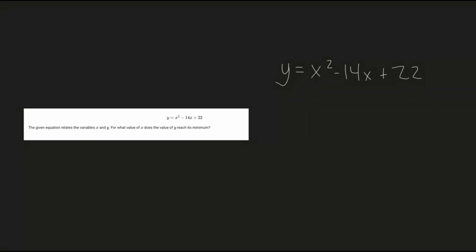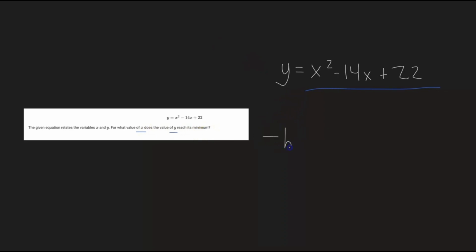The given equation relates the variables x and y. For what value of x does the value of y reach a minimum? So here, first off, this is a quadratic equation, right? And it wants us to find the value of x when y reaches its minimum. We can see that the coefficient in front of x squared is positive, and therefore it's going to open up that parabola. And so it makes sense that we're looking for the minimum, because the minimum here is going to be that vertex, right? And so if we're looking for the x value of the vertex, that's just the x coordinate of the vertex, and therefore we can actually use the following equation.